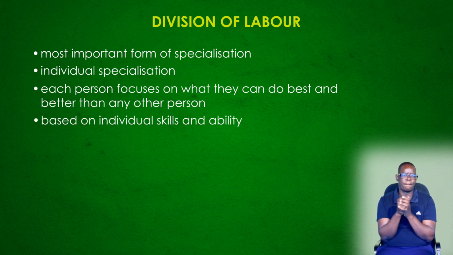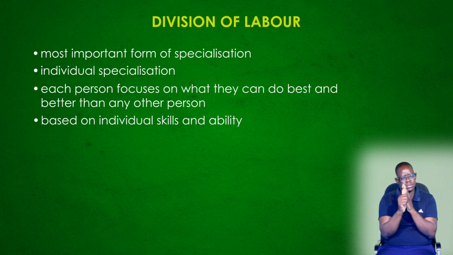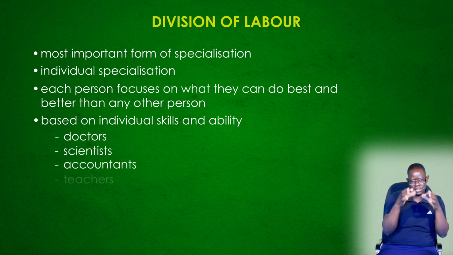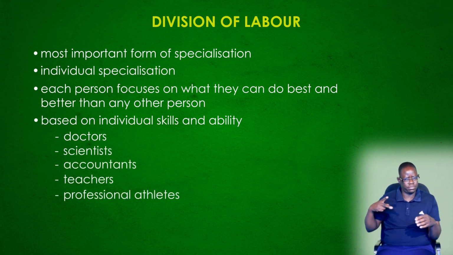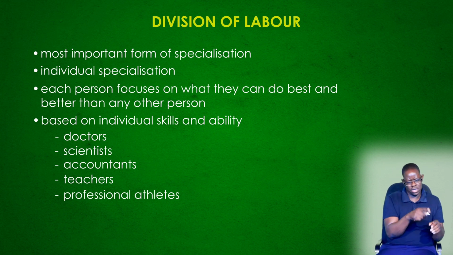We can distinguish between different types of jobs that people choose to do based on their skills and abilities, such as doctors, scientists, accountants, teachers, professional athletes, to name a few. You don't just jump in and do those jobs. You have to learn the skills for them.